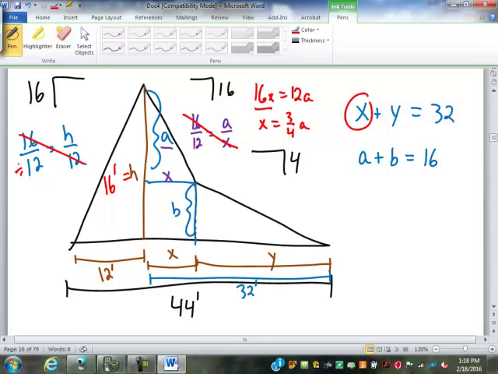16 times x, 12 times a. Right? You see where the 16 over 12 equals a over x is? I'm looking at this triangle right here. There's a 16-12 slope. So 16 over 12 is its slope. This is a rise of a and a run of x. So a over x. So 16 times x is 16x. 12 times a is 12a. We just divide it by 16 to get x equals 3/4 a. So that means this is 3/4 a.